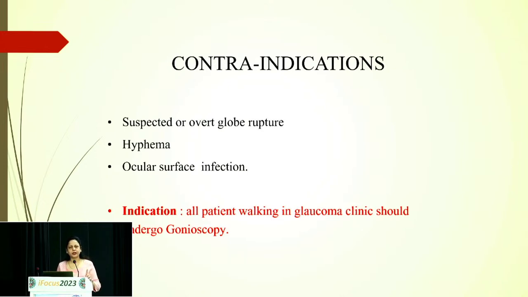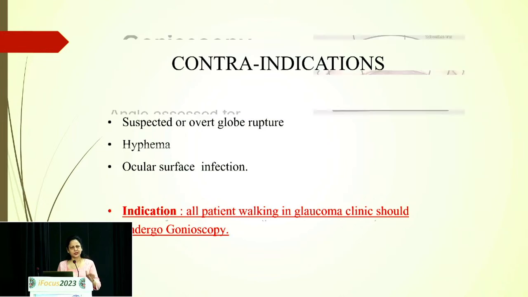The contraindication is really important. Any overt globe rupture, wherever you are suspecting any blunt trauma or any kind of thing, please don't go for that. Besides this, any hyphema, if the patient is presenting to you with trauma, don't go for gonioscopy. So the indication is all the patients walking in your glaucoma clinic should undergo gonioscopy always. And it is not sufficient to do it only once, it is not a lifetime holiday. You have to keep on doing it at regular intervals for your patients.